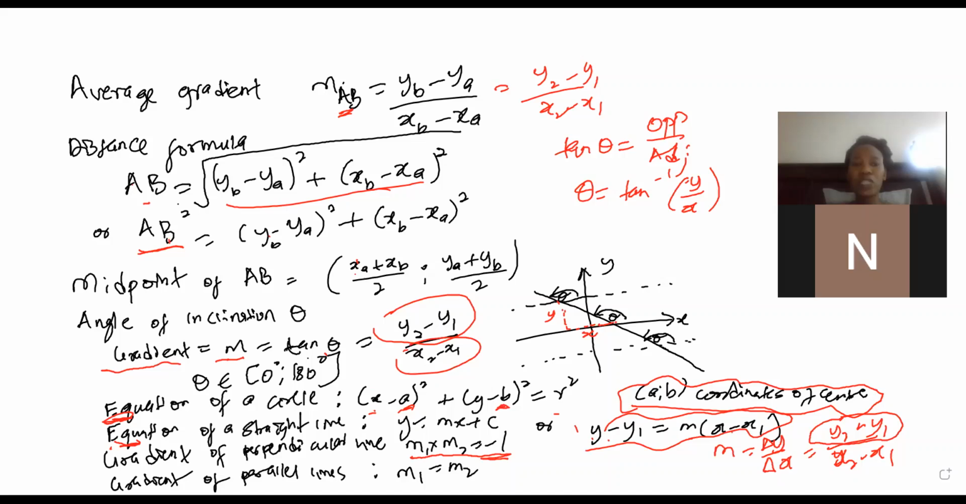Okay, so that is that one. Then the gradient of parallel lines, they are equal. So gradients of parallel lines are equal, so that the m of that certain line will be equal to the m of that other line if you are told that those two lines are parallel.